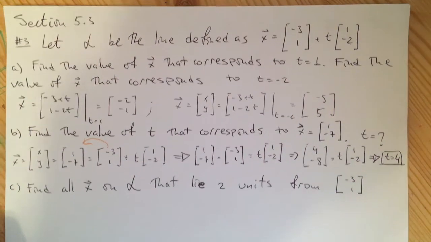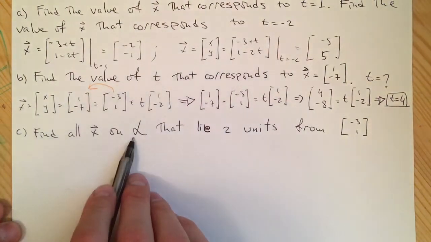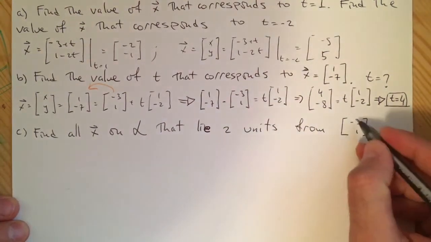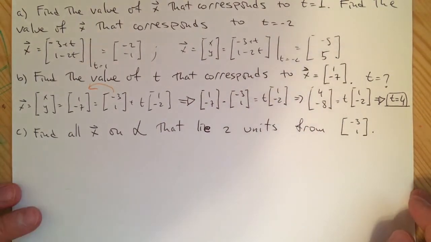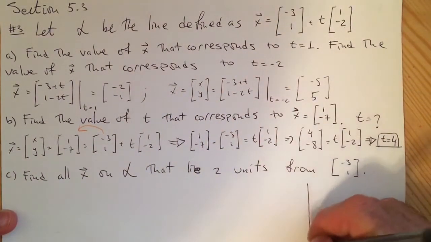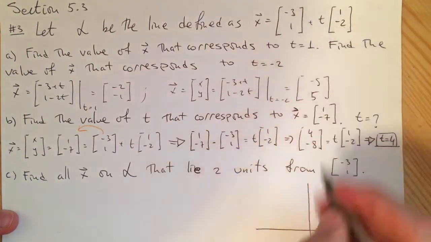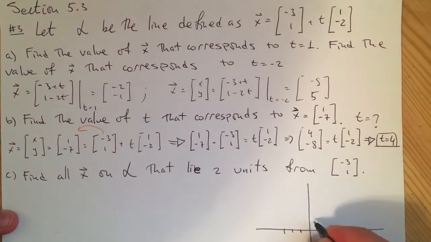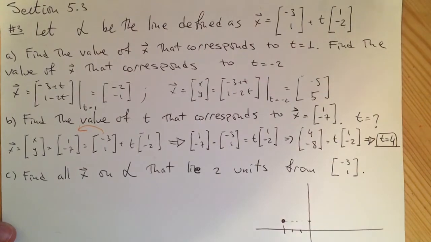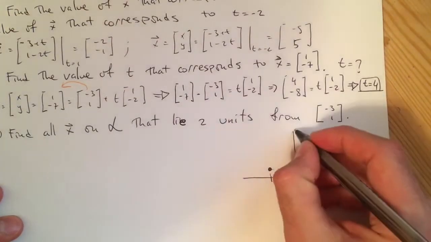Okay, now this problem says find all the vectors on the line L that lie 2 units from the point, from the vector, or from the point (-3, 1). Okay, so if we try to sketch this situation, let's first sketch the line. So I have a point (-3, 1). This is one point through which the line passes, and as we know, we need just 2 points to sketch a line.